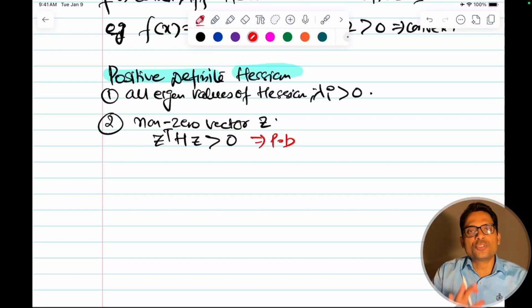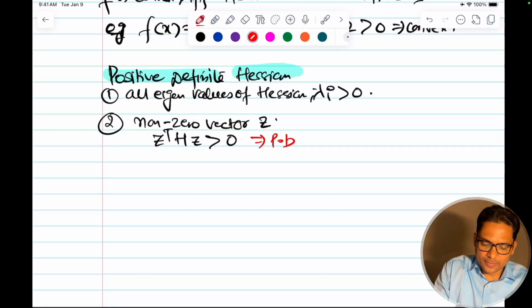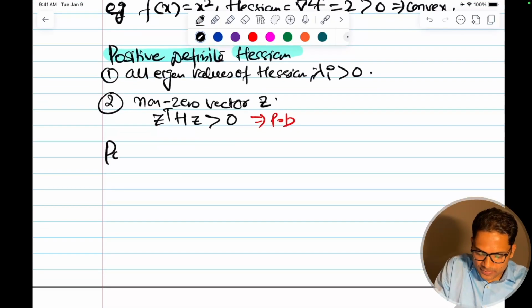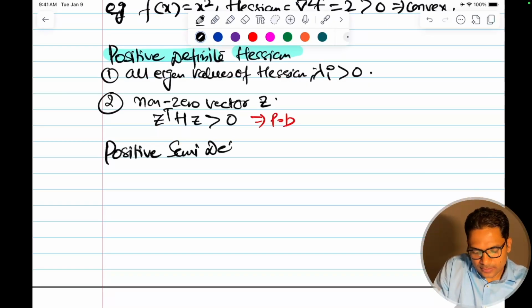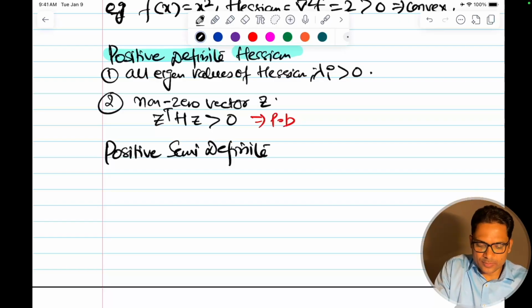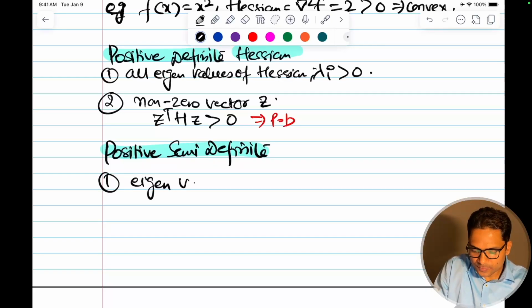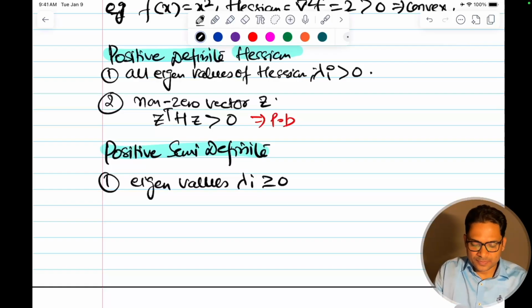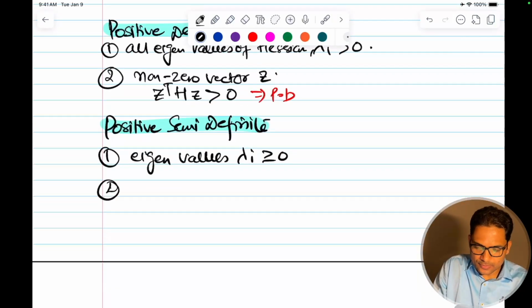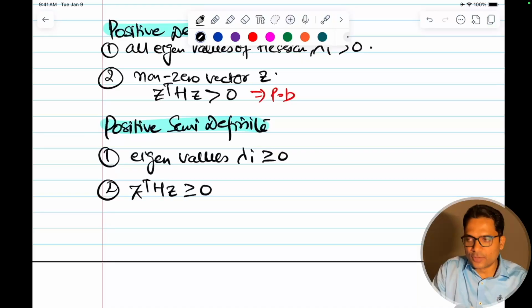But the requirement is that it should be positive semi-definite. Even that will suffice. So what is positive semi-definite? It is in terms of the Hessian again. The first condition is that all eigenvalues lambda i can be greater than or equal to 0. And the second thing is, again, for a non-zero vector, z transpose H z can be greater than or equal to 0.